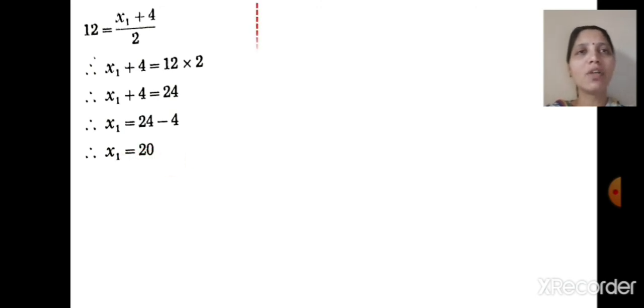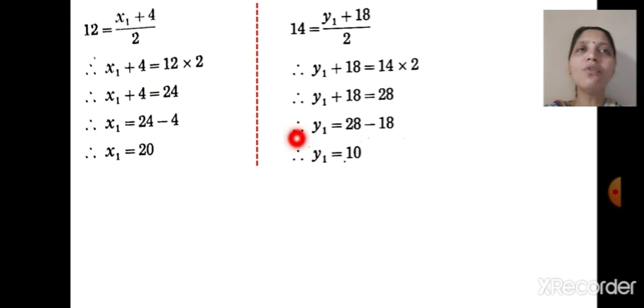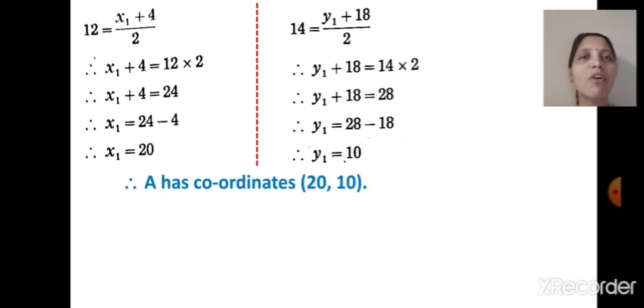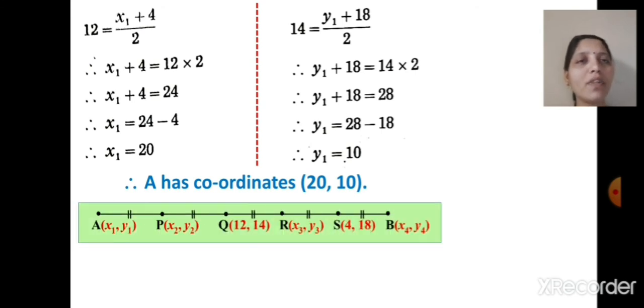Now we got the value of x1. Now let's find out the y1. y is equal to 14. So 14 is equal to y1 plus 18 upon 2. Shift this 2 to the other side. You will get y1 plus 18 is equal to 14 into 2, that is equal to 28. So therefore y1 is equal to 28 minus 18 is equal to 10. So we got the coordinates of point A. Therefore A has coordinates 20, 10.